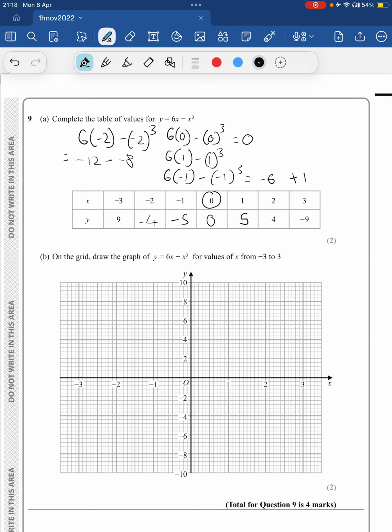So now, when we do this, we're going to plot all our points. As I said, I'm going to start in the middle with x. Do it in red to make it more obvious. I'm then going to go along to 1, and I can plot the point 5, which is going to be halfway between those. 2 is going to be 4, and 3 is going to be negative 9.